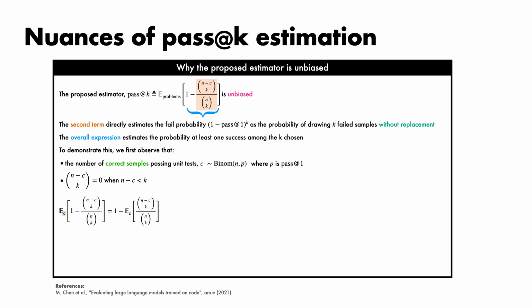Now, just a quick refresher, recall that the binomial PMF for the random variable c to take value i is the following. So an expectation of a function f of c with respect to the binomial variable c is going to give us something with this kind of form.